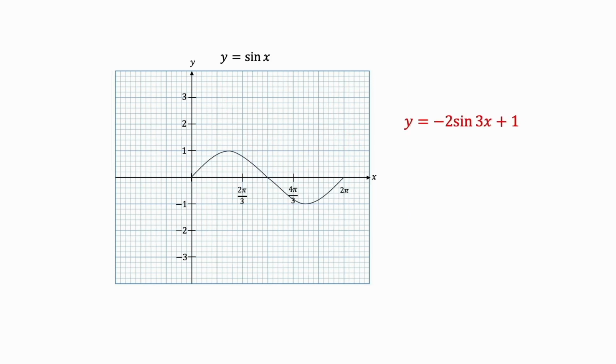Sketch the graph of y equals minus 2 sine 3x plus 1. Sketch the graph of minus 2 sine 3x. The graph flips upside down with 3 wave width and amplitude of 2. Plus 1 means that the graph moves 1 unit upward.